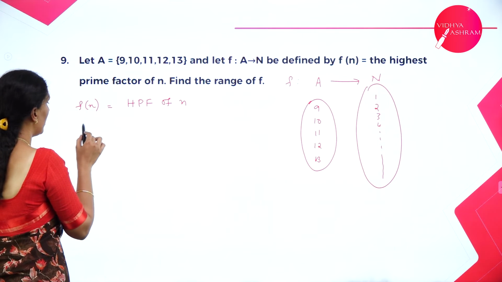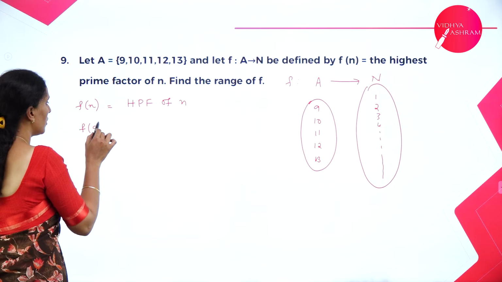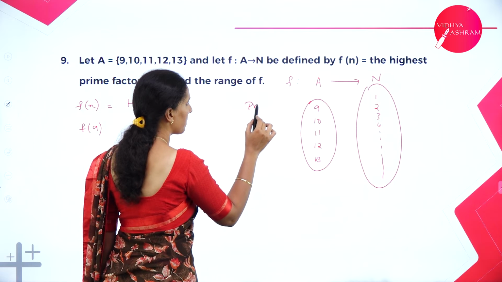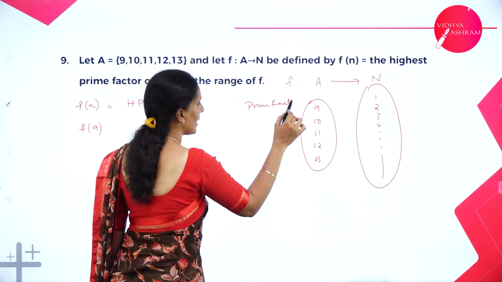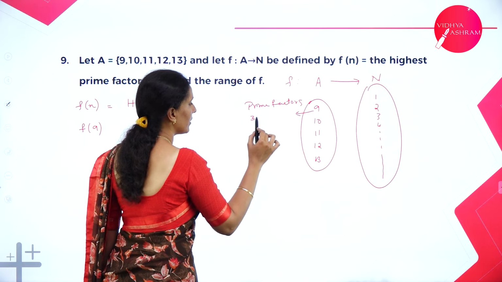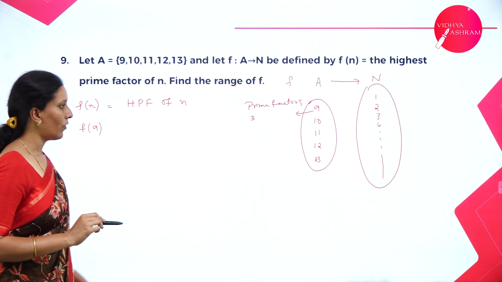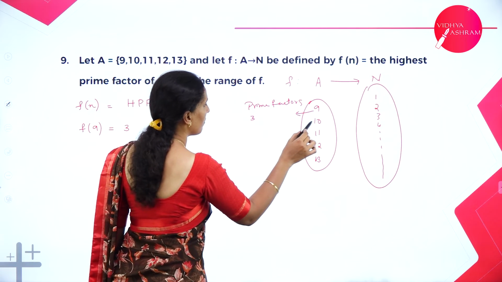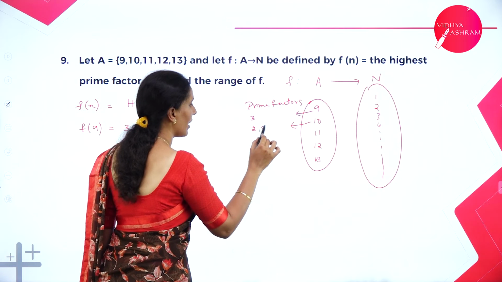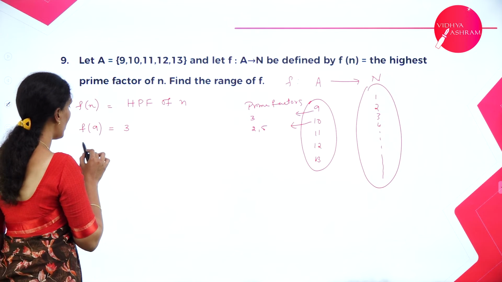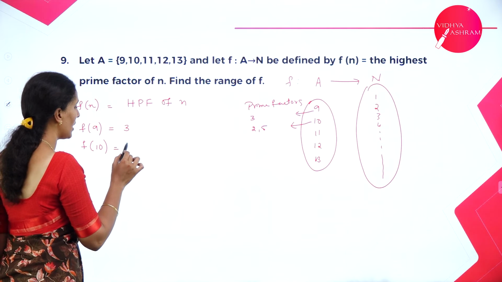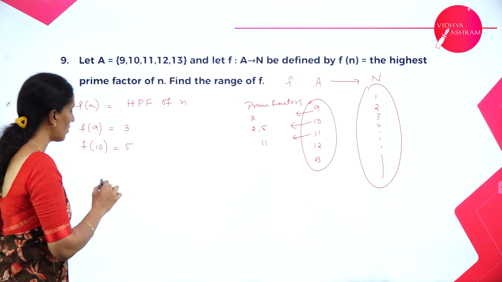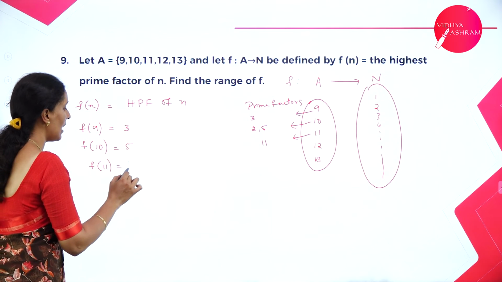Now let me take f of 9. What are the prime factors of 9? The only prime factor of 9 is 3. Therefore, the highest prime factor of 9 is 3. Next, what are the prime factors of 10? We have 2 and 5. But what is the highest prime factor? Therefore, the highest prime factor of 10 is 5. Next, what are the prime factors of 11? It is only 11. So f of 11 is 11.